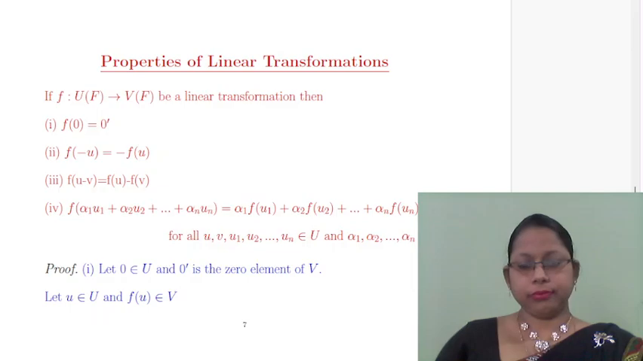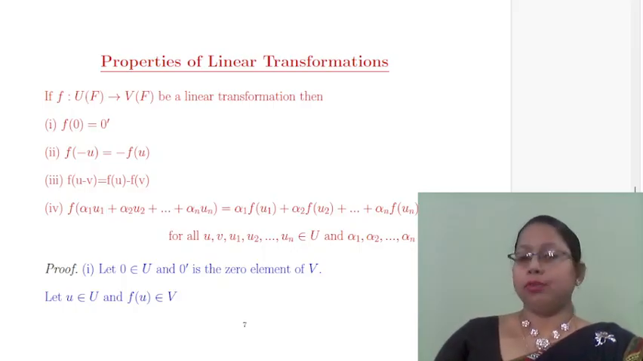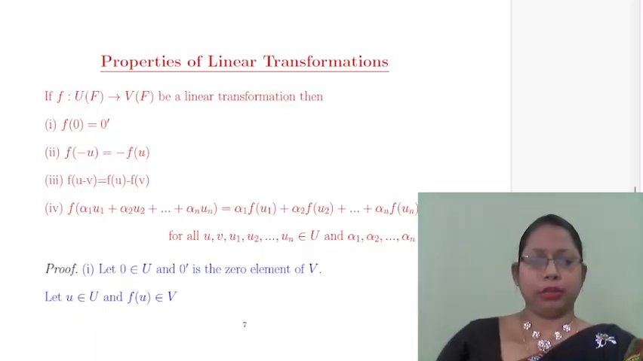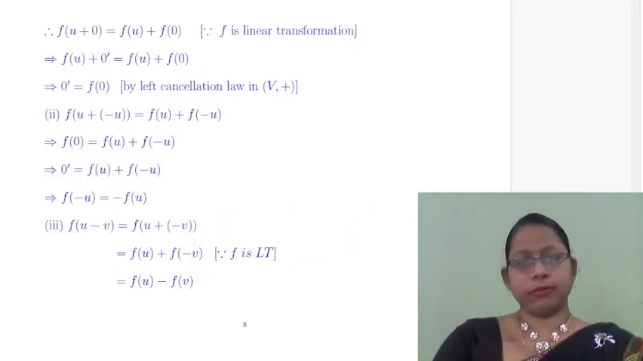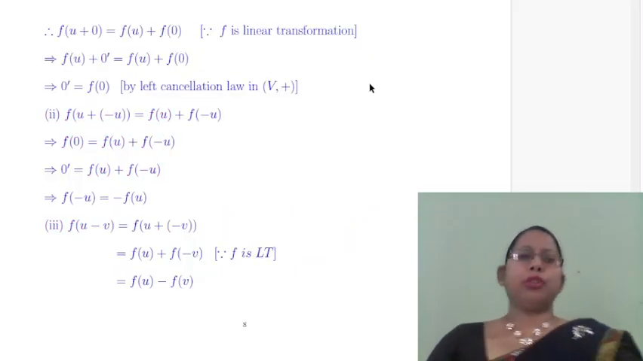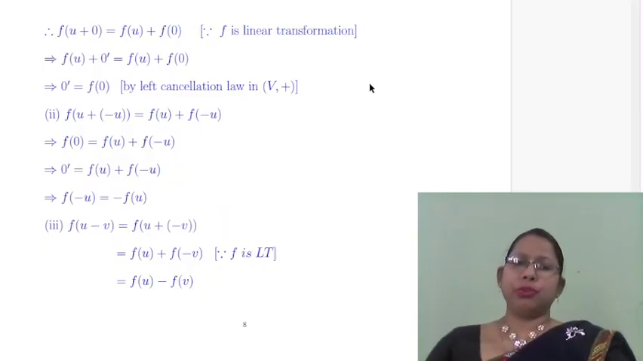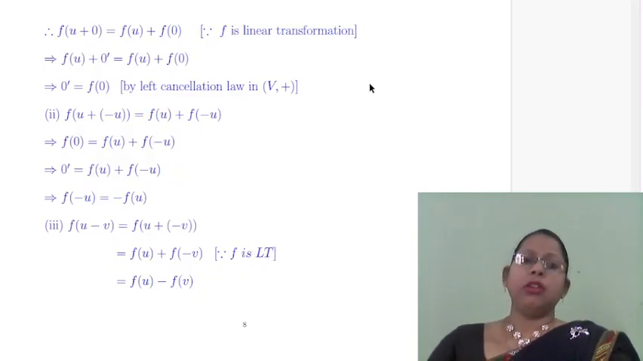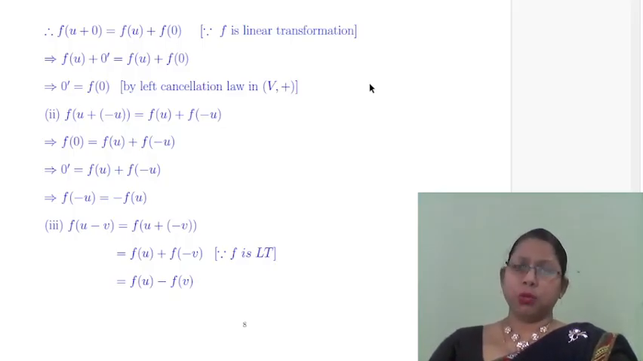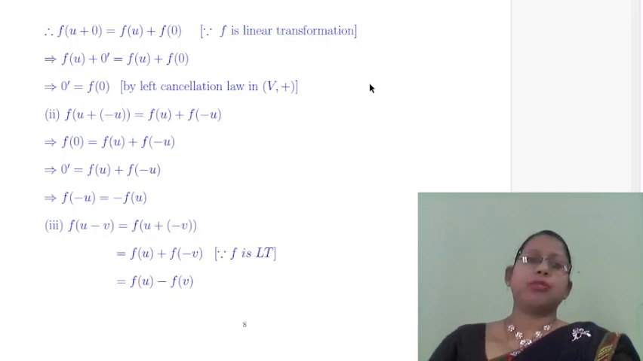Proof: let 0 and 0 dash be the zeros of the vector spaces U and V respectively, and consider small u belongs to capital U, and then f of small u belongs to V. Therefore, f of u plus 0: since u belongs to capital U and 0 is the additive identity of U, u plus 0 is equal to u. It does not create any change. So f of u can be written as f of u plus 0.